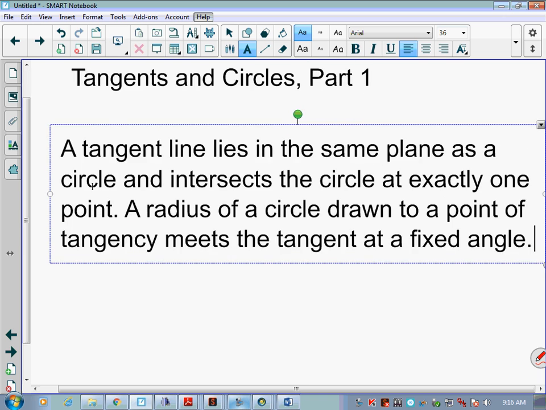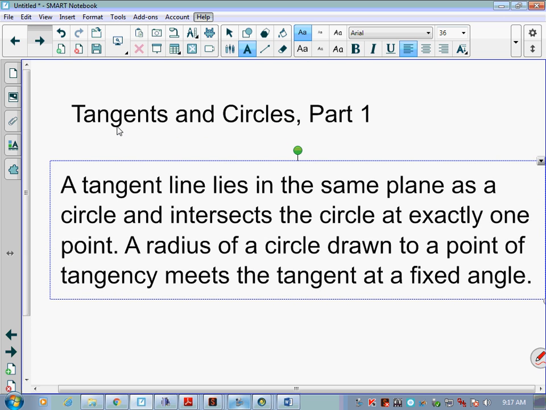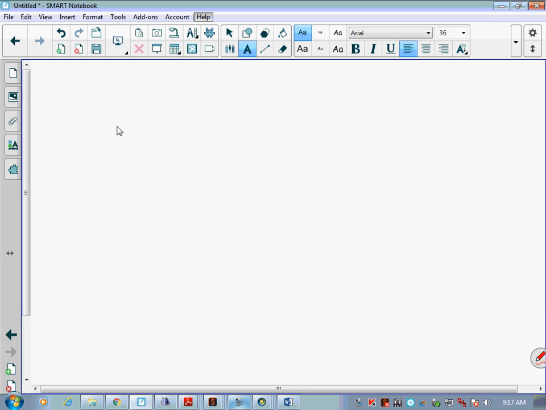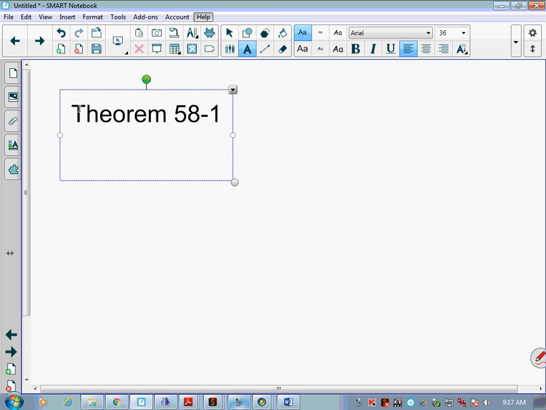Then we're going to get into Theorem 58-1. Let's see. Darian, would you mind reading the theorem? If a line is tangent to a circle, then the line is perpendicular to a radius.